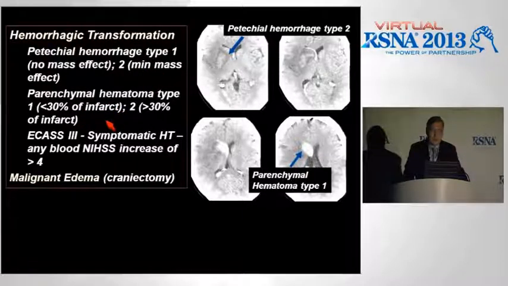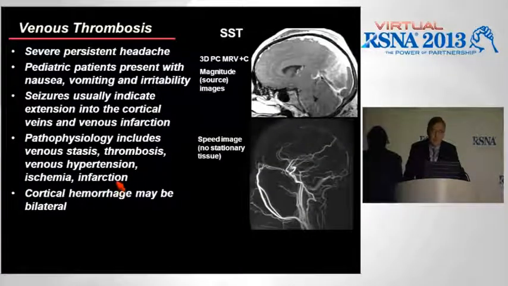Parenchymal hematomas can be type 1, where there's less than 30% of the infarct involved, or type 2, where more than 30% of the infarct is involved. And ECASS defines symptomatic hemorrhagic transformation as any blood that results in an NIH stroke scale increase of greater than 4. And if there's malignant edema, you may have to deal with craniectomy.